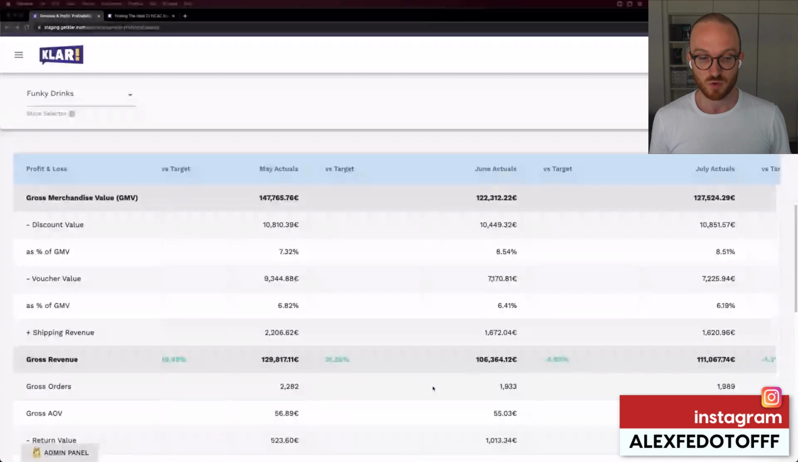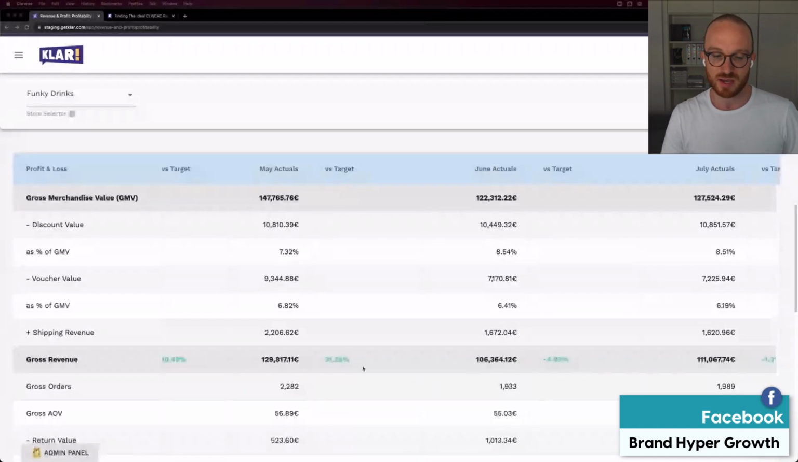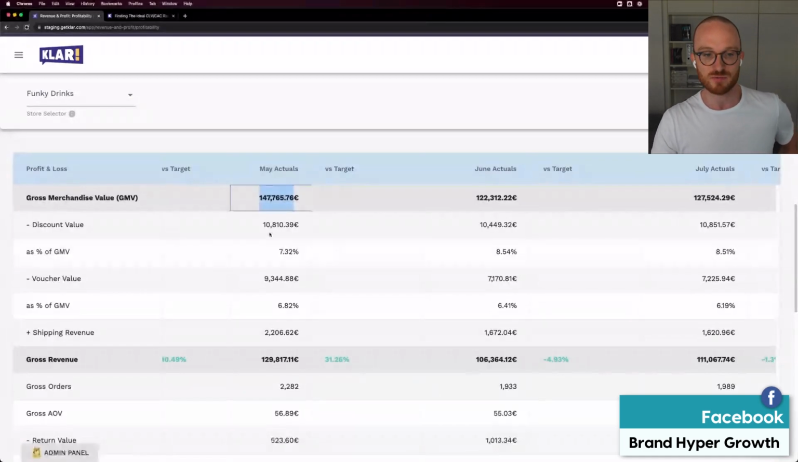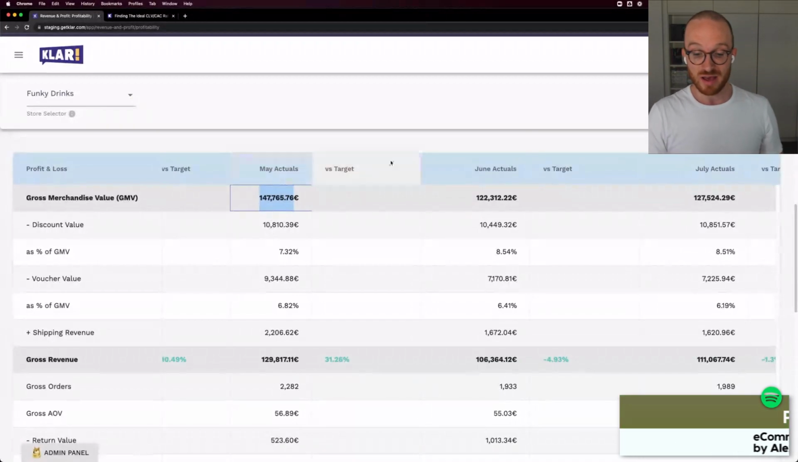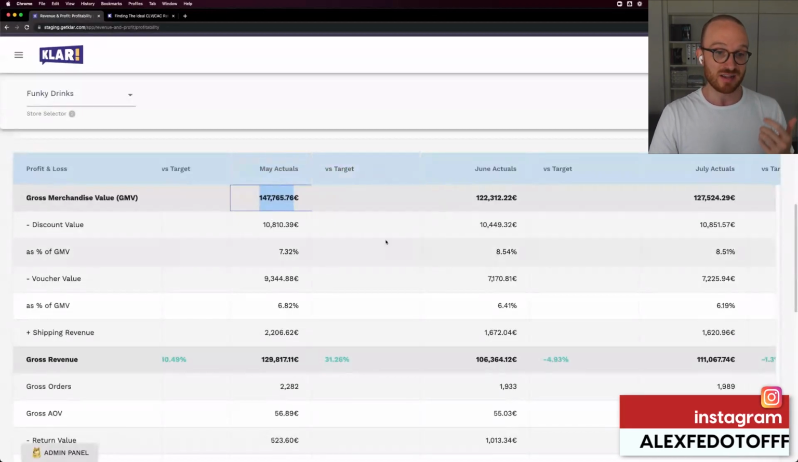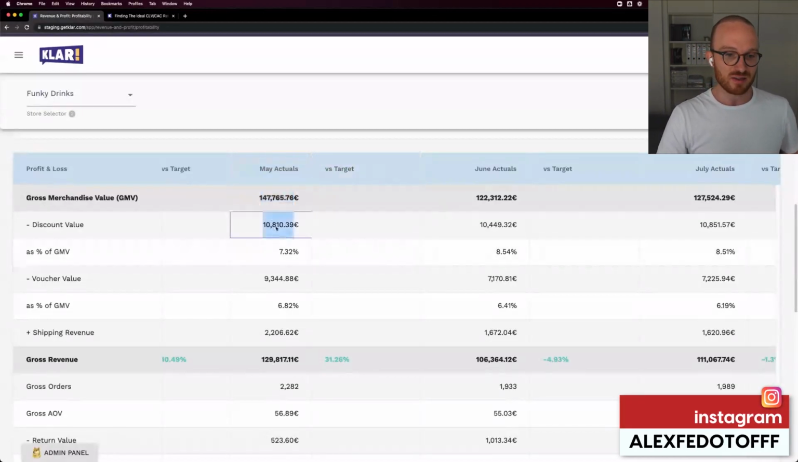Perfect. Cool. So this is a P&L report, which covers the entire variable cost structure and looks at different cost centers and components. We start here on a monthly basis for May with a gross merchandise value of around 150K. That's the original selling price of all the units that were sold. That's the maximum top line of revenue you potentially had available before different kinds of deductions happen. From that, you deduct discounts and vouchers, and we split those up.